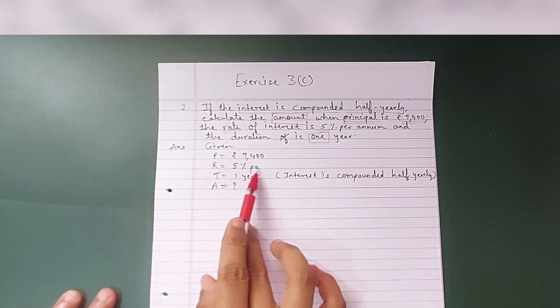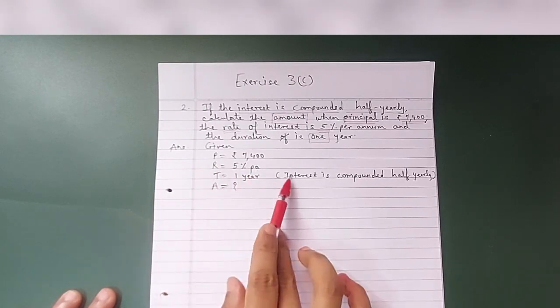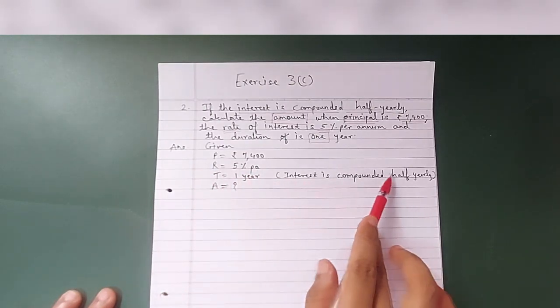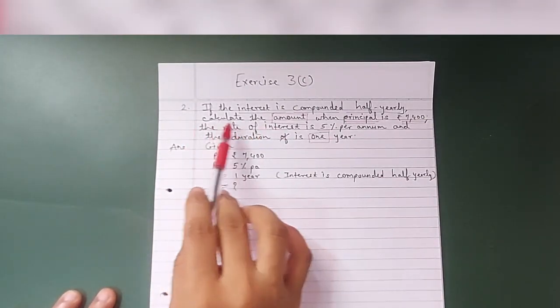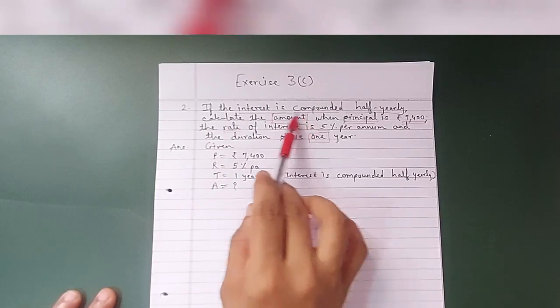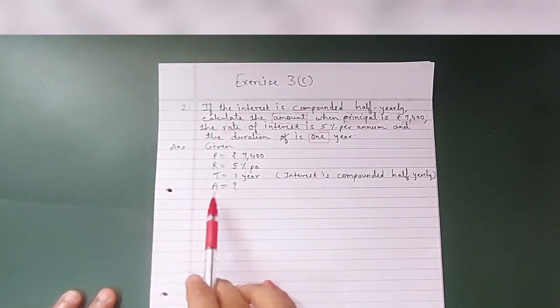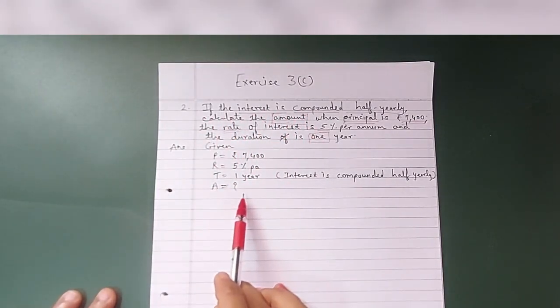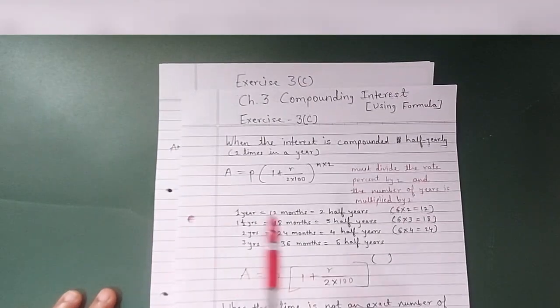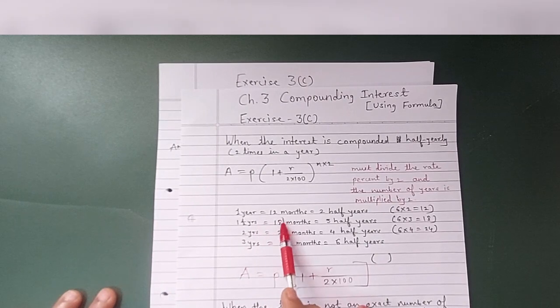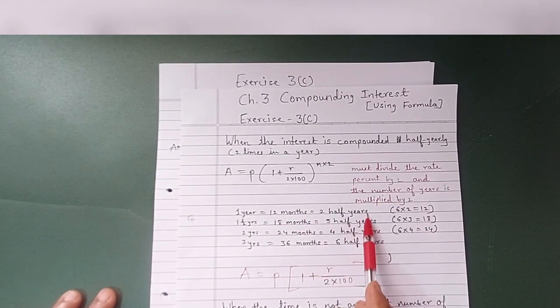Principal is given, rate is given, time is given, and here you have to just notice that interest is compounded half yearly. And they told you to calculate the amount. From this you will come to know what they told you to do. Calculate the amount. So amount is equal to question mark I have put here. Now as I explain you with the help of this, 1 year means 12 months means 2 half years. So our n will come what?